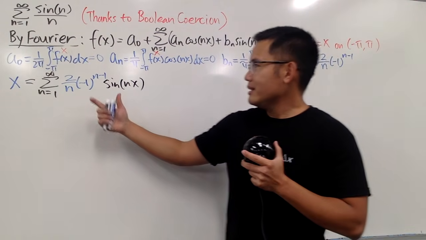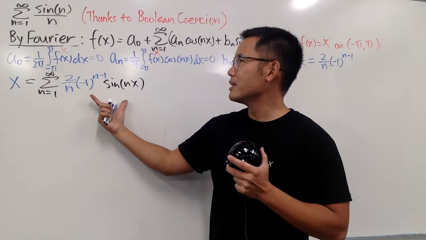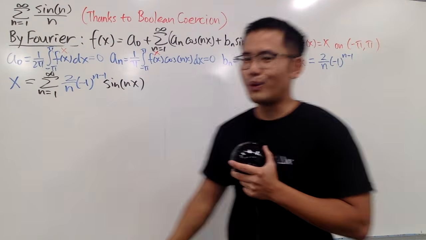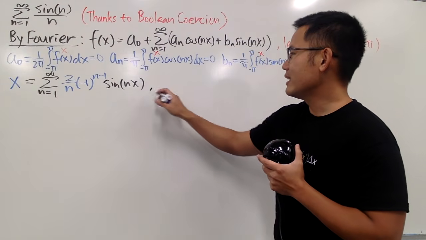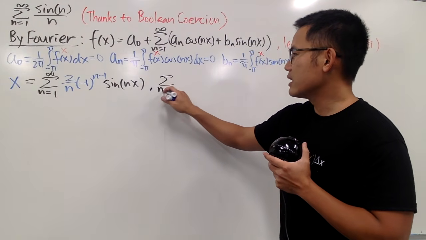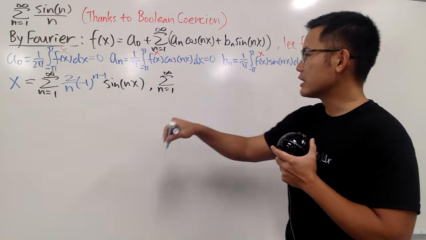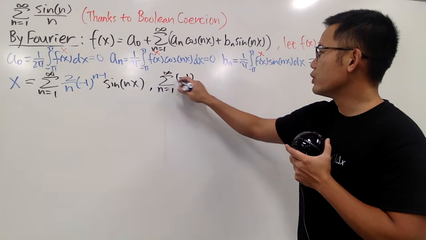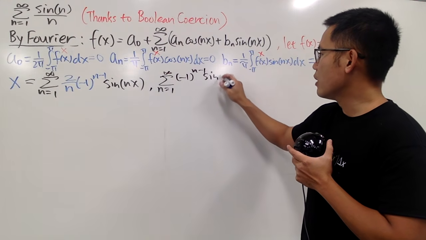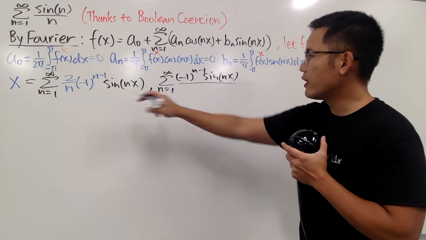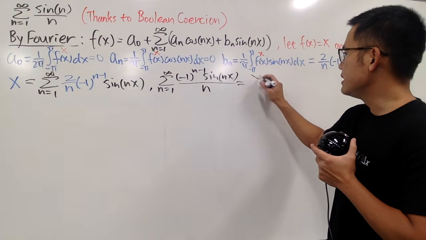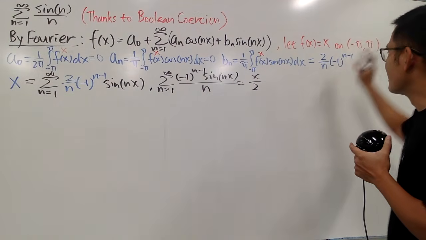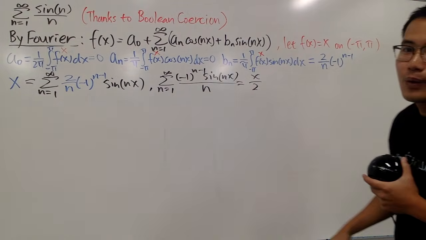So that's pretty much it. Well, if you want to clean this part up first, because if you look at this and that, maybe we can divide both sides by 2, so why not? Let's go ahead and do that. In that case, we get the sum as n goes from 1 to infinity, divide both sides by 2. Perhaps let's put everything on the top now: negative 1 to the n minus 1 times sine of nx over n. This right here is nicely equal to x over 2 on the interval from negative pi to pi.